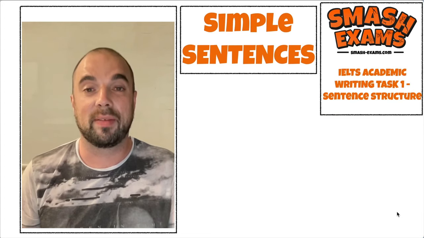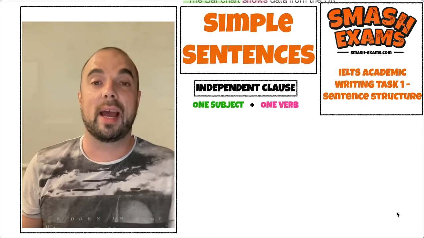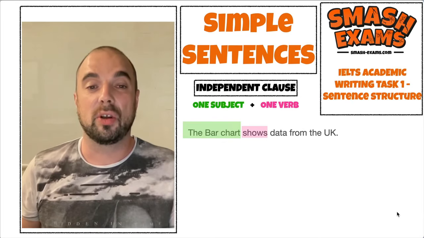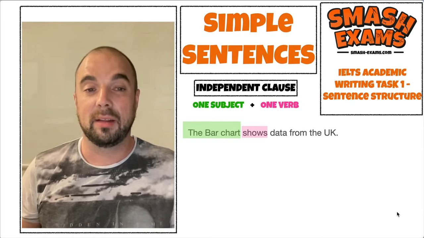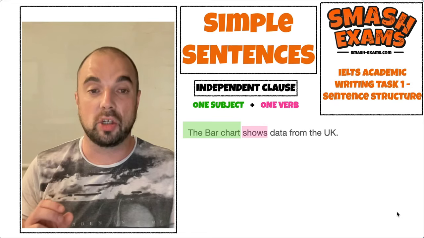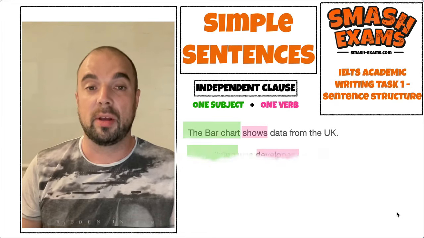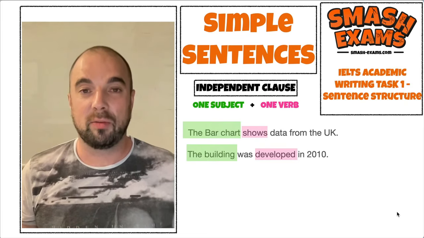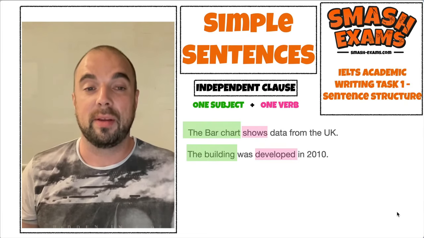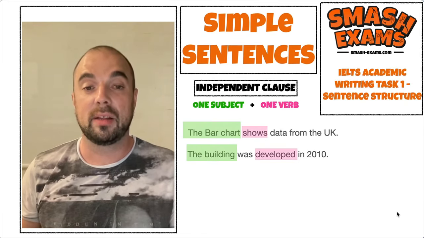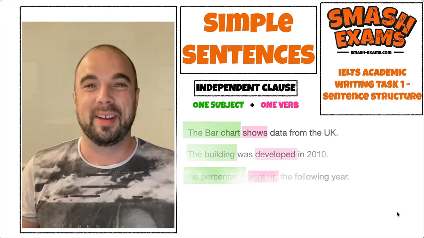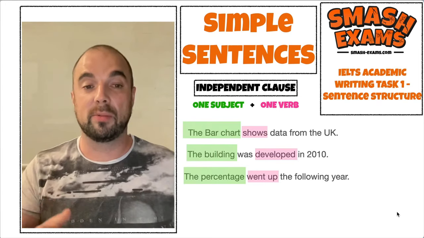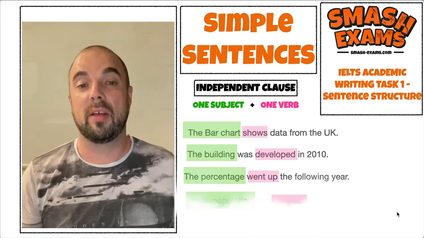Now let's have a look at some examples from the Academic Writing Task 1. The bar chart shows data from the UK. The bar chart being the subject and shows being the verb. Another one, the building was developed in 2010. This would be if you were describing a map. So the subject, the building, the verb, developed. Another one, the percentage went up the following year. The subject being percentage and went up being the verb.